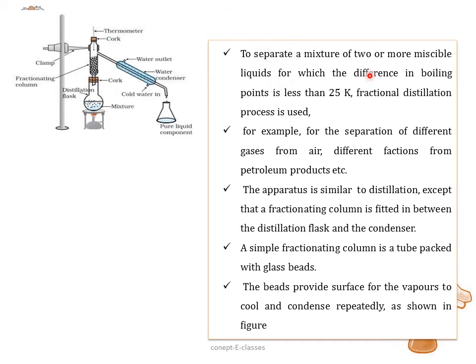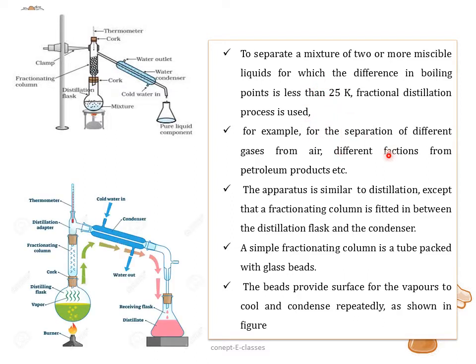So as we said, to separate a mixture of two or more miscible liquids, they should have a difference in the boiling point which is less than 25 K. Only then fractional distillation could be used. So this fractional distillation is used for the separation of different gases from air, for different fractions from petroleum products, etc.